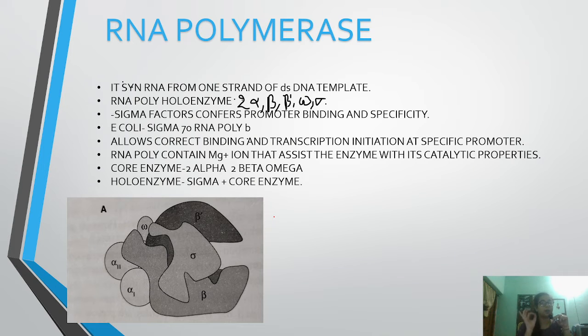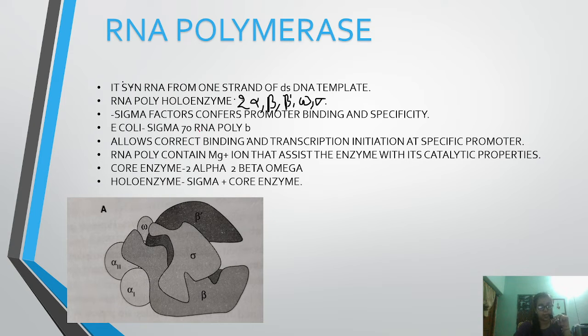Then comes the most important, or you can say the hero of the transcription process, that is the RNA polymerase, because without RNA polymerase, the process of transcription is totally incomplete. So for the synthesis of RNA from one strand, the double-stranded DNA will act as a template or as a sample. From that template, the RNA will be formed. Synthesis of RNA, that is single-stranded RNA, will be formed.